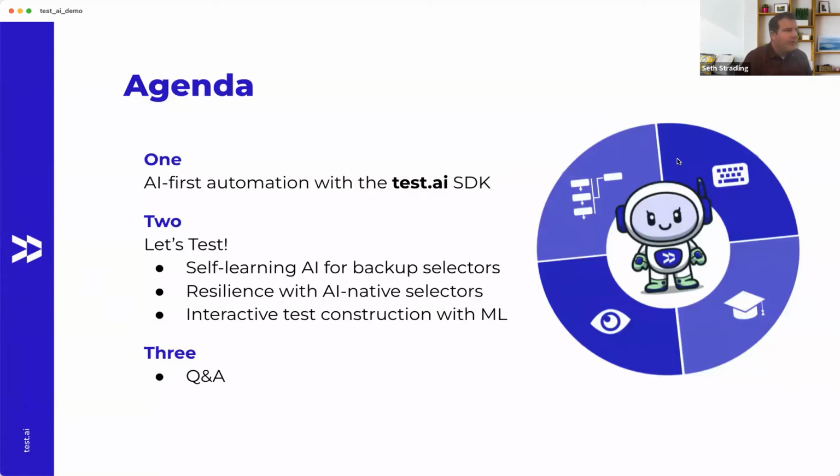We're going to go over creating backup selectors with AI for your existing Selenium tests. We're going to go over using AI native selectors to add additional resilience and flexibility to your test scripts. And then finally, we're going to show you what it looks like to use our machine learning cloud for interactive test case development in Selenium. And then we'll get to Q&A.